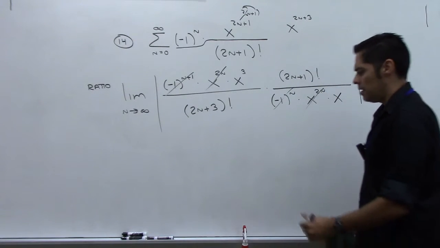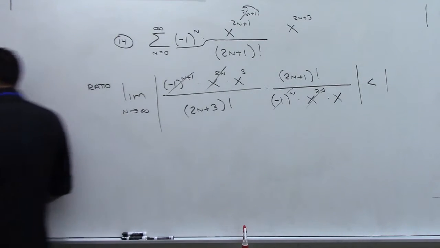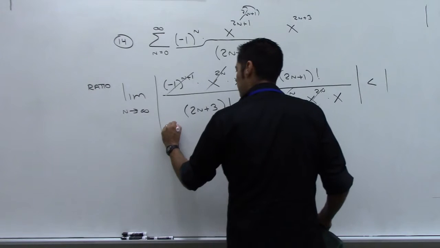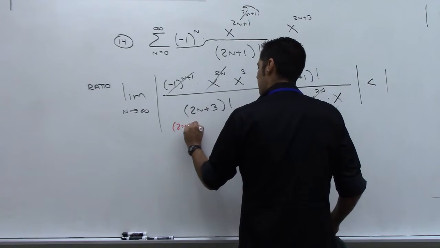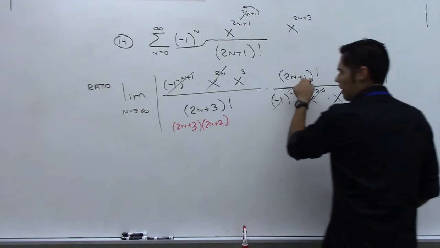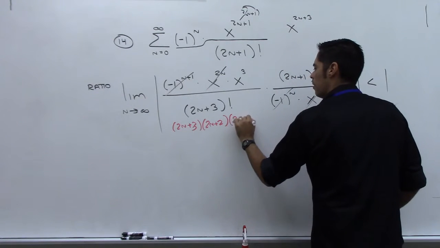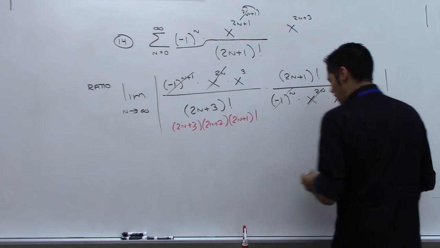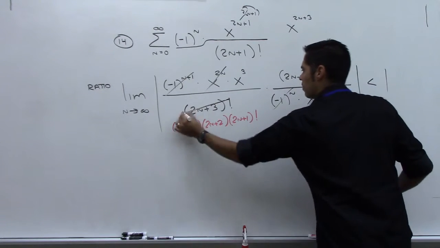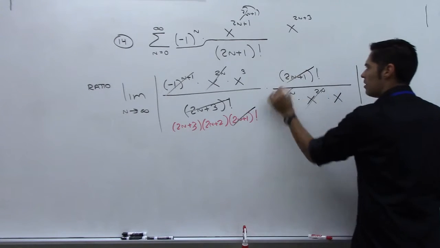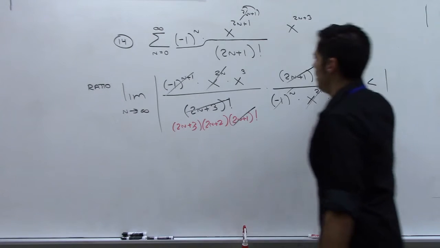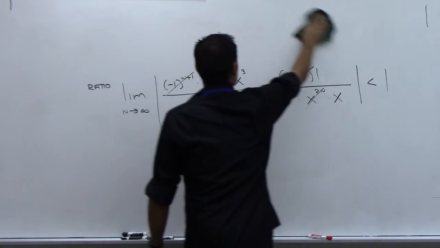So what I need to do is rewrite that 2n plus 3 factorial. I'm going to start peeling off 2n plus 3, 2n plus 2. I'm going to get it down to this, 2n plus 1, and then the rest of the way is the factorial. So when you do that, you can see that this and this cancel, so what you're left with is this right here. So now my new limit looks like this.